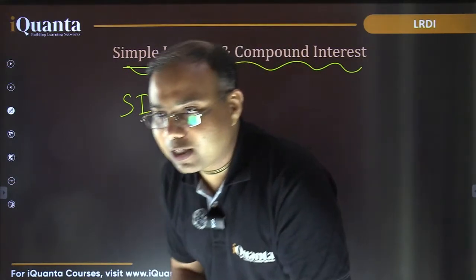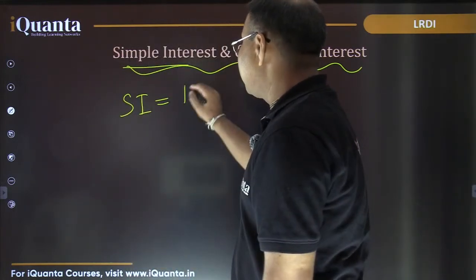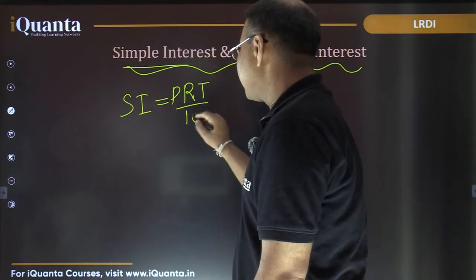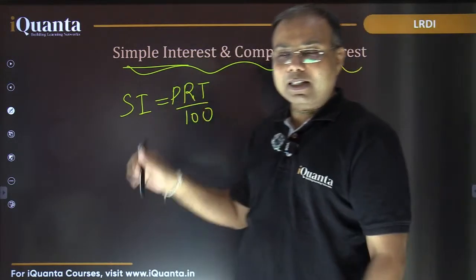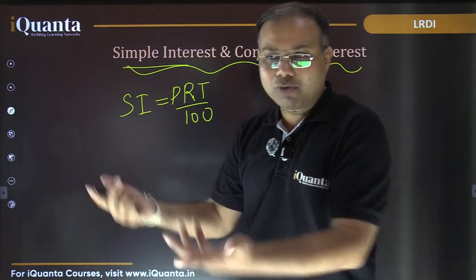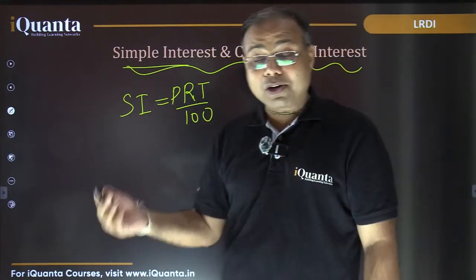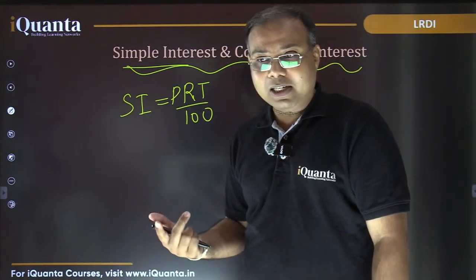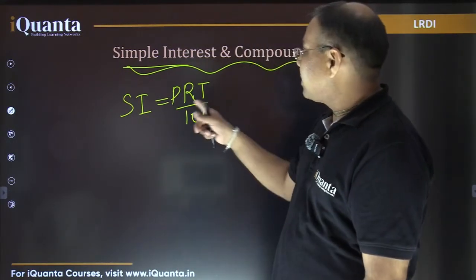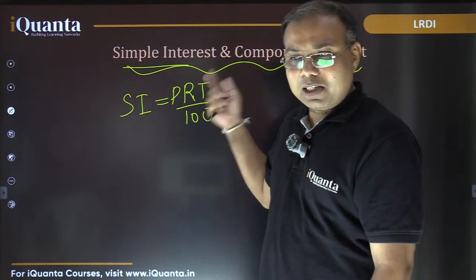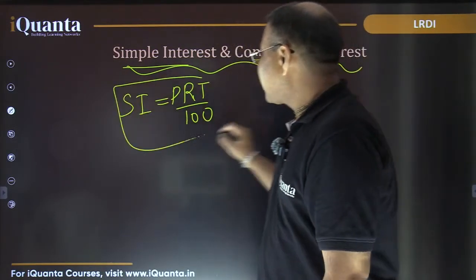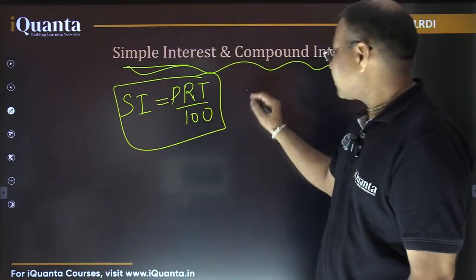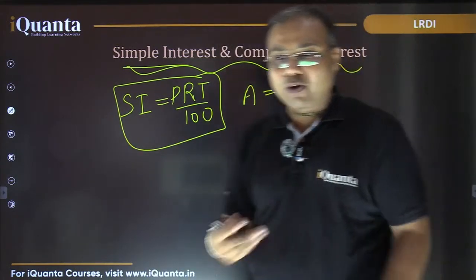Yes, it is PRT by 100. So principal into rate into time by 100, right? So P is the principal, that is the initial amount which we are investing or we are lending, whatever it is. R is the rate of interest in percentage. It is normally per year, and how many years, that is given by T, the time, right? So that is simple interest. Acha, how do we calculate amount? How much total amount has become? How do we find that?